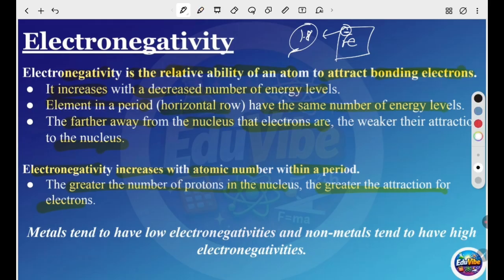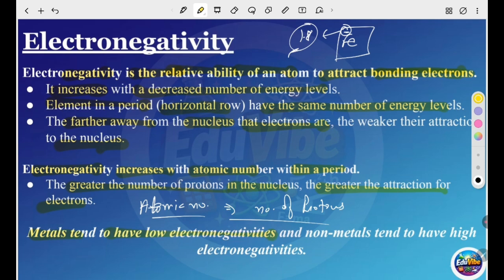So this reminds me that you have to know that the atomic number is equal to the number of protons. Next thing, metals tend to have low electronegativities and non-metals tend to have high electronegativities.